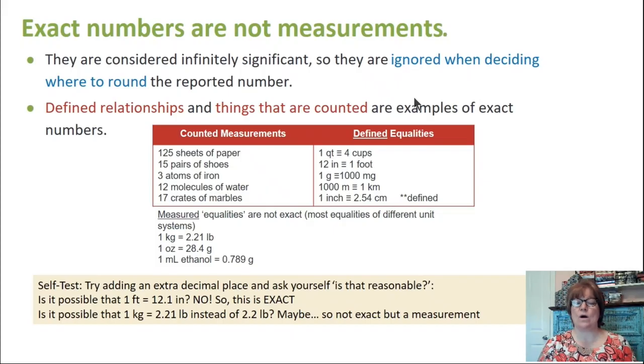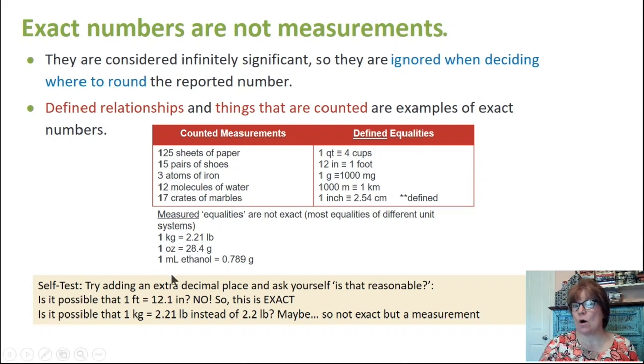There are two kinds of exact numbers. One, things that are counted. Things that are counted can't be in between. So if I'm counting balls, tennis balls, I either have 3 tennis balls or 4 tennis balls. You can't have 3.2 or 3.01. It's exactly 3 or exactly 4. The other kinds of exact numbers are things that are defined. So when I say 1 quart relative to 4 cups, I'm defining that 1 quart is exactly equal to 4 cups exactly. So it's a defined relationship, or 1 foot is equal to 12 inches exactly.